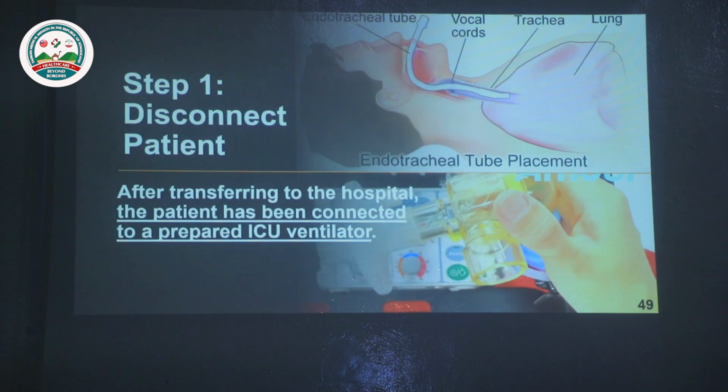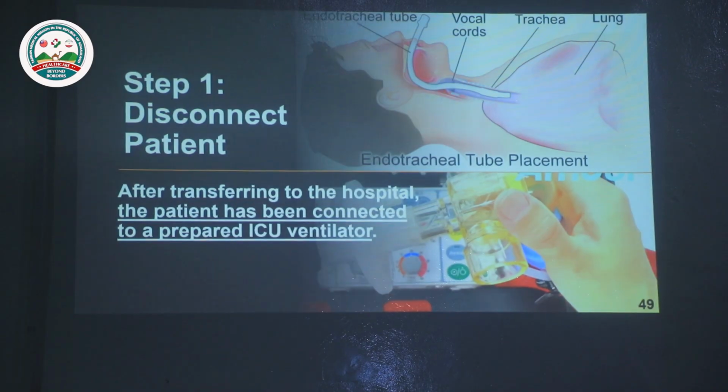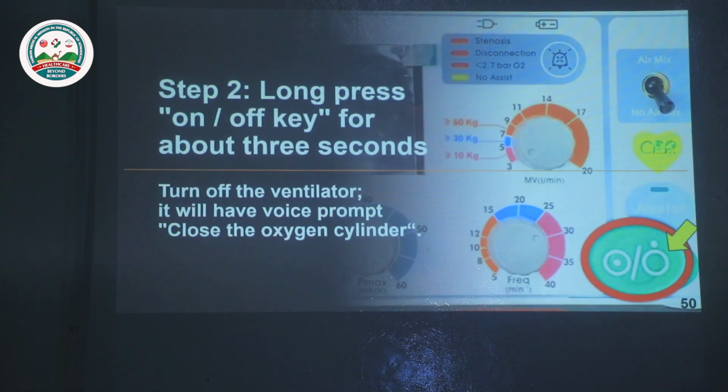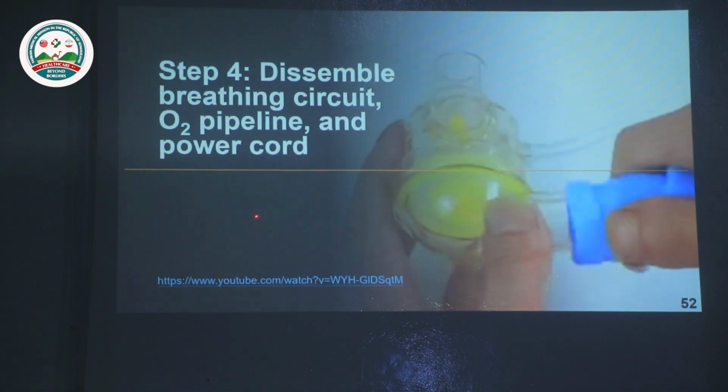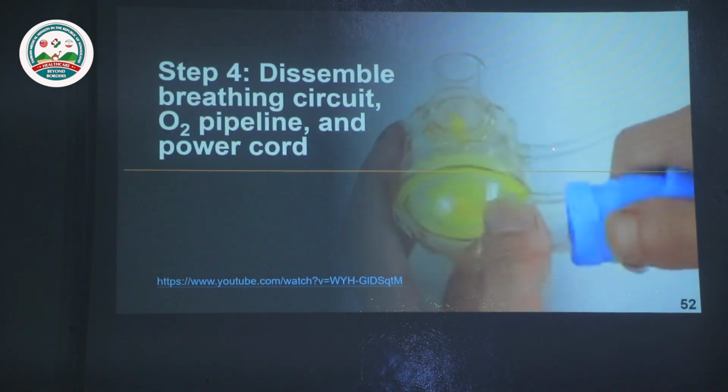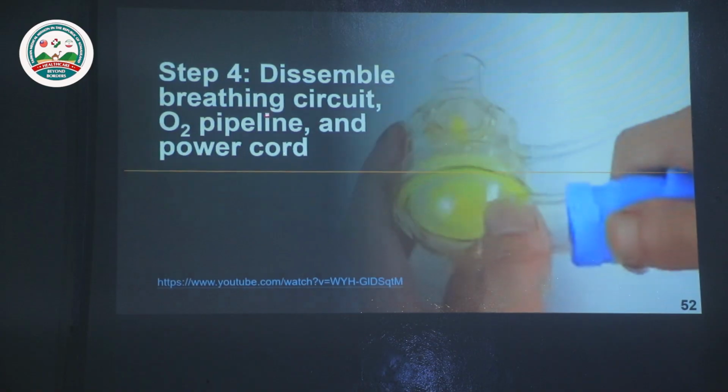And finally, when you arrive at the hospital, usually in the ICU, they have already prepared another type of ventilator and connect it with the tube and the test lung. If you confirm that, okay, now press and hold to turn off the device. Step 3 is to close the oxygen cylinder valve. Step 4 is to disassemble all the circuit, yellow adapter, oxygen pipeline, and power cord.